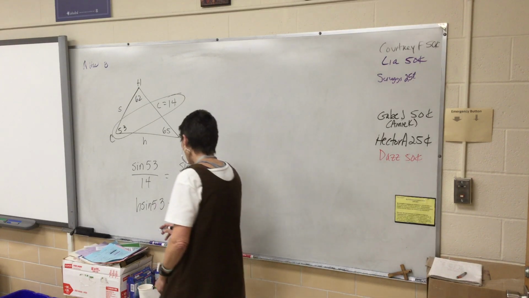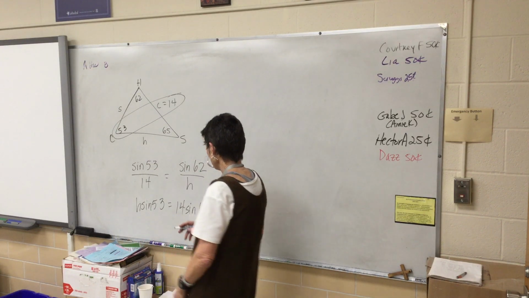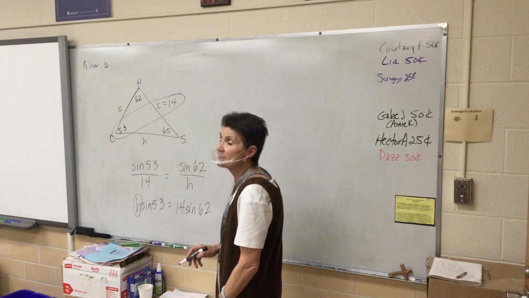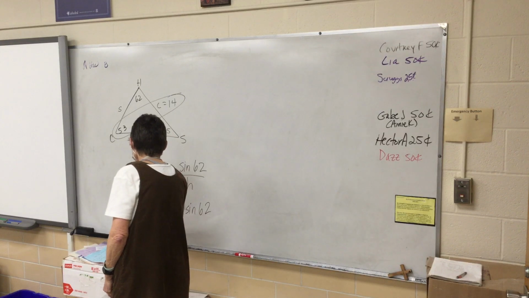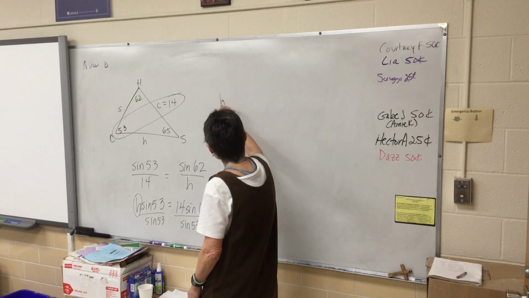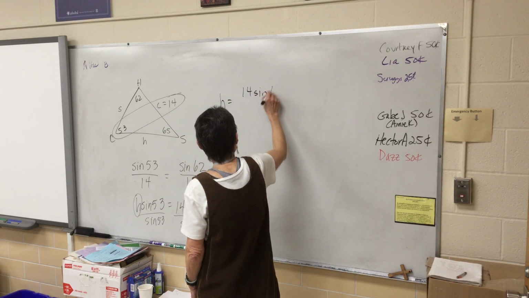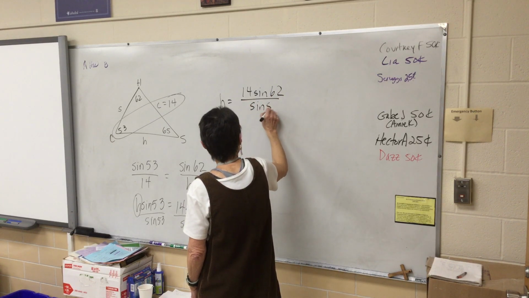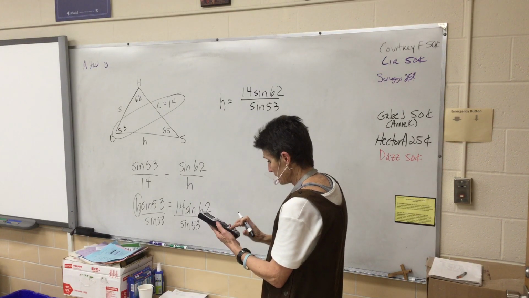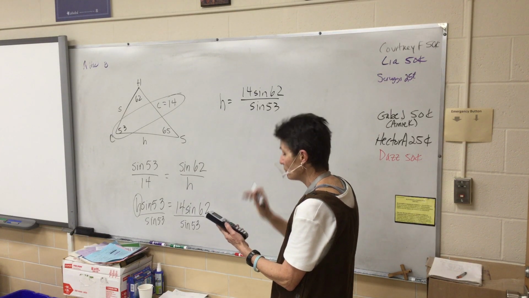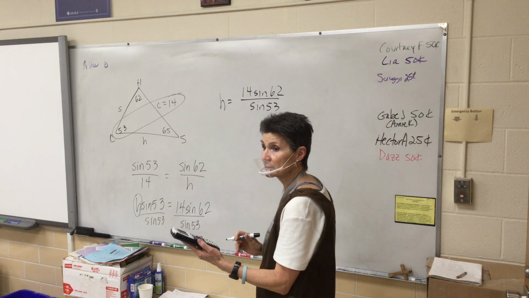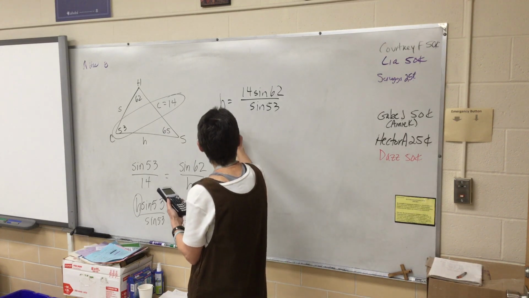right? And then we'll divide by what? Oh wait, what are we solving for? H. Our variable is H, so what do we need to divide by? Sine 53. So H equals 14 sine 62 over sine 53. And I just typed that in exactly as it is. So 14 sine 62, close parentheses, divided by sine 53. And I got 15.48.